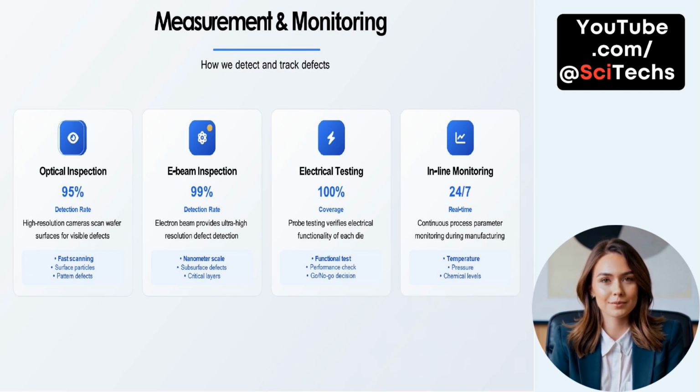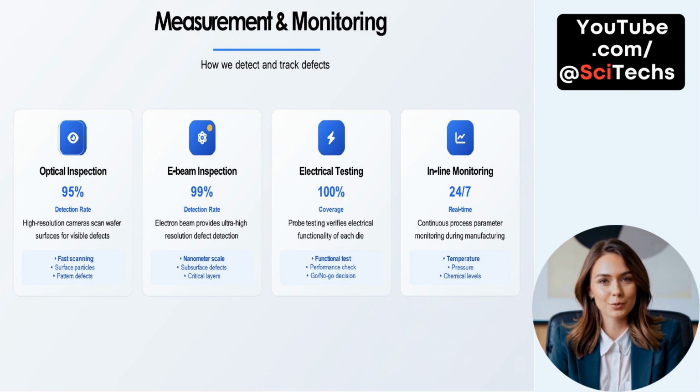Measurement and monitoring. To ensure high yields and product reliability, semiconductor fabs rely on advanced measurement and monitoring systems to detect and track defects. Optical inspection uses high-resolution cameras to scan wafer surfaces, offering a 95% detection rate. It excels at identifying surface particles and pattern defects quickly and efficiently. For even higher resolution, E-beam inspection is used, with a 99% detection rate. This method uses an electron beam to detect subsurface defects at the nanometer scale, including issues in critical layers.